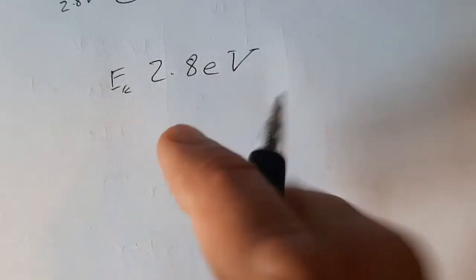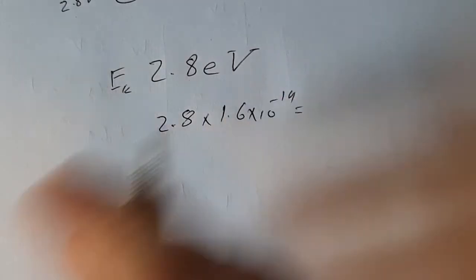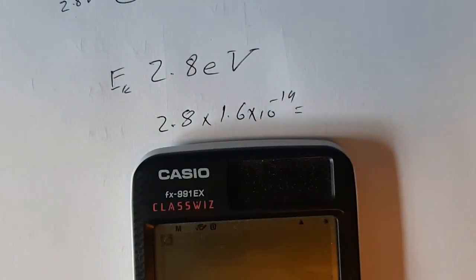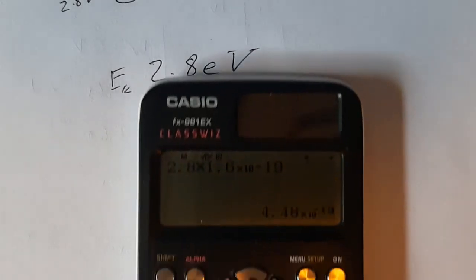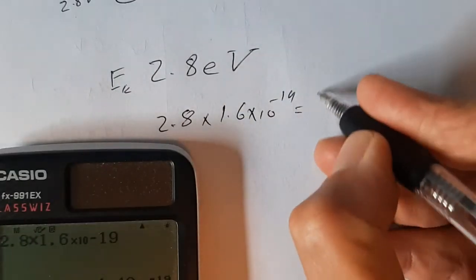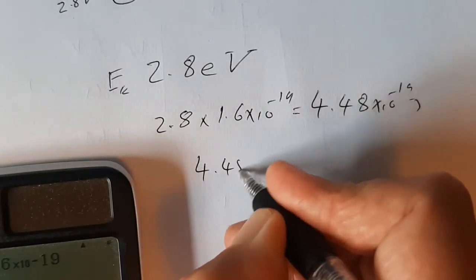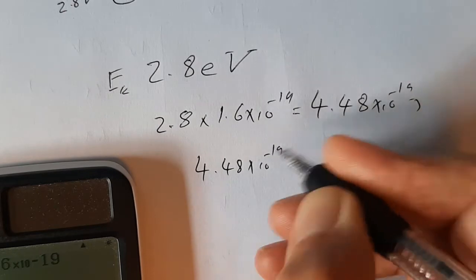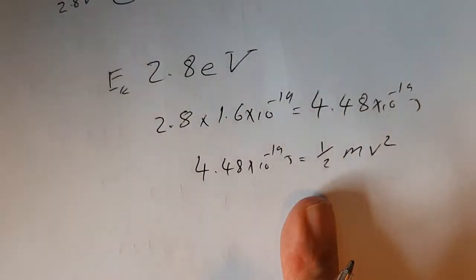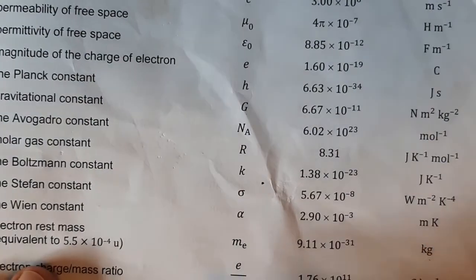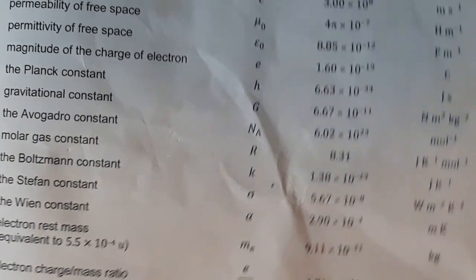Well, the first thing we need to do is convert that to joules. So it's 2.8 times 1.6 times 10 to the minus 19, which equals 4.48 times 10 to the minus 19 joules. So 4.48 times 10 to the minus 19 joules is equal to a half mv squared. We can't have two things we don't know, so we're going to need the mass of an electron. Back to our data sheet. Electron rest mass: 9.11 times 10 to the minus 31 kilograms.